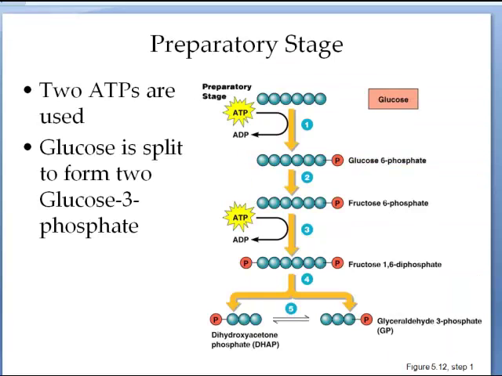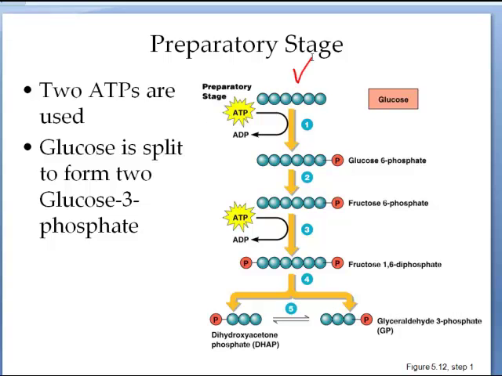Now, before it goes on to this pathway, there is a preparatory stage, and the preparatory stage is the one in which the pyruvic acid is going to be converted into acetyl-CoA. So let's look in a little bit more depth at all the stages in glycolysis.